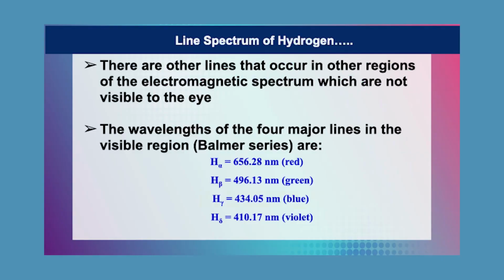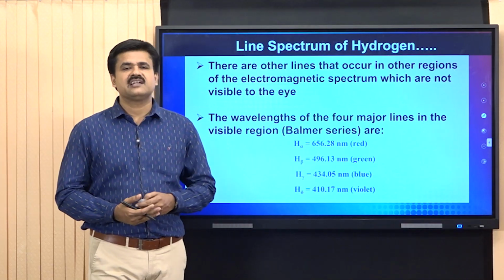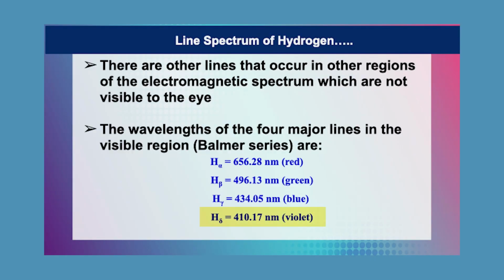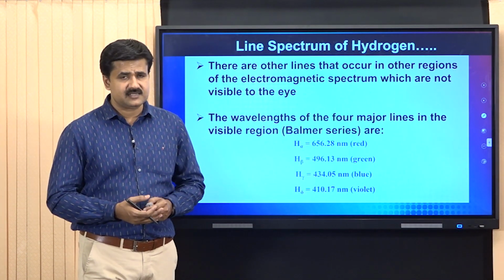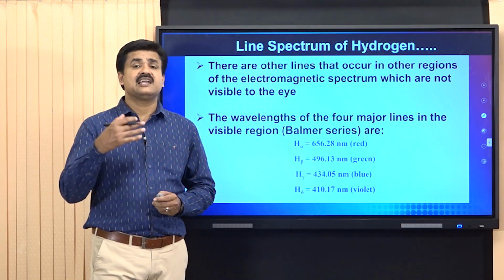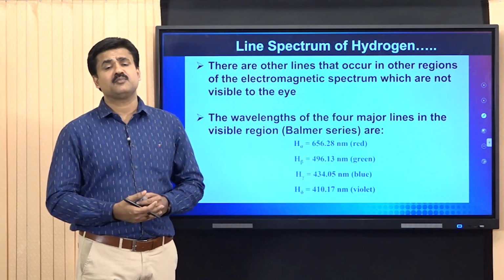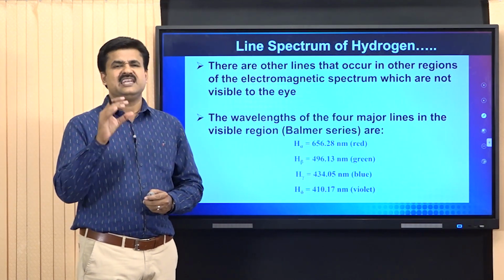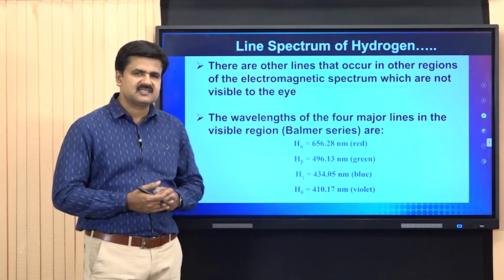H gamma having wavelength 434.05 nanometer, which is a blue line, and the last prominent line is denoted as H delta with a wavelength of 410.17 nanometer, that is violet emission. It should be noted that the lines that appear in the visible region of the line spectrum of hydrogen are named as a particular series. That series is called the Balmer series.